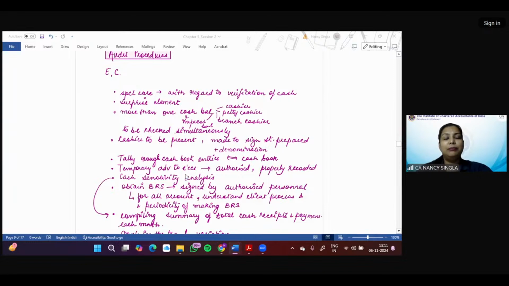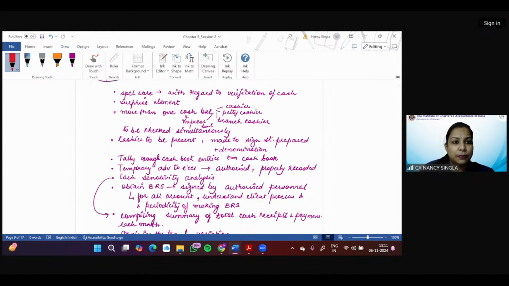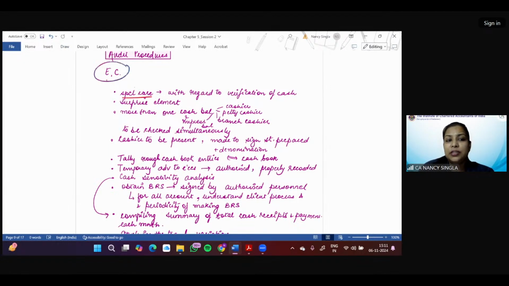Okay. So now when the auditor has to perform the various audit procedures with respect to, let's say, existence and completeness of cash, right? So what all audit procedures the auditor is going to perform? So first of all, special care should be taken that with regard to verification of cash, that there should be what? A surprise element. See, unless and until there is a surprise element. So if the auditor tells the management that management on 31st March of this year, I'll be coming to check the cash. So I'll be coming to verify the cash, to physically count the cash. Chances are there that if the management has the intention to manipulate, it will manipulate, right? So the element of surprise should be there.